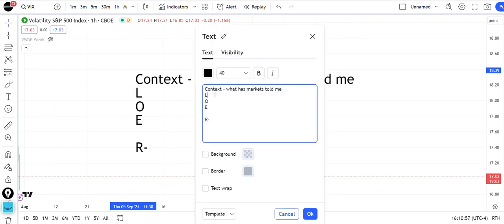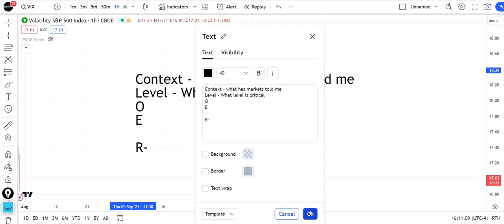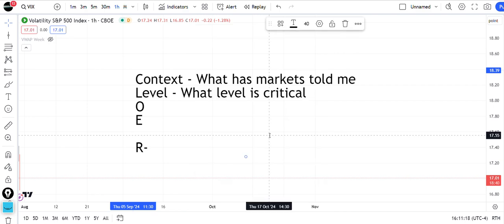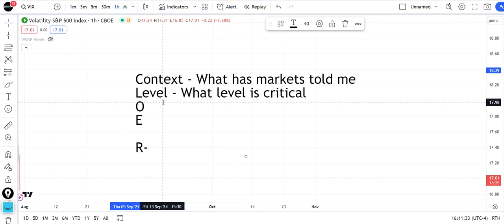Then L, level. What level is critical? Now we haven't actually looked at entering a trade yet. We're just looking at what levels are critical, like what levels do I want to be broken, or what level do I want to see being held to support that context that the market has already told me, and it's continuing to give me information that my determination of value is correct. So what level is critical?